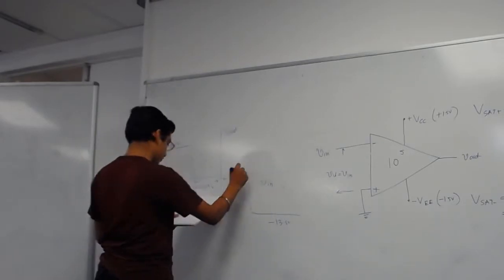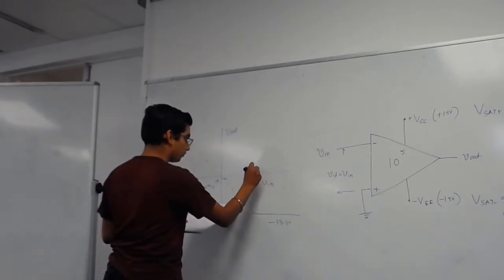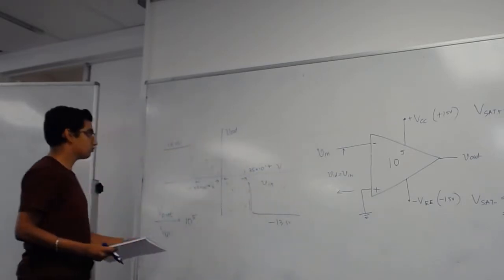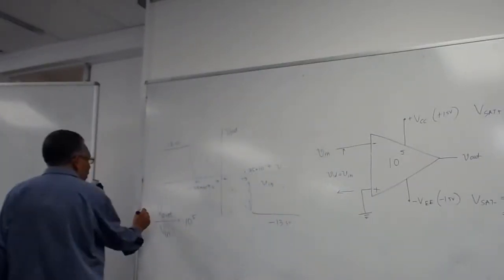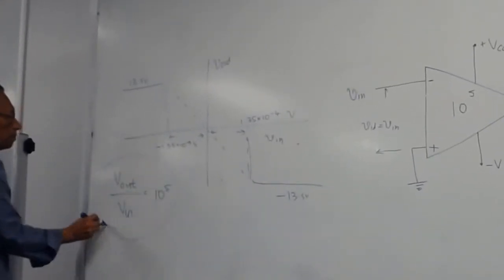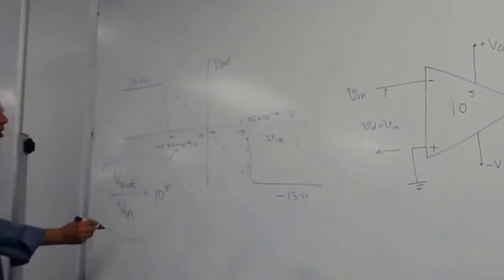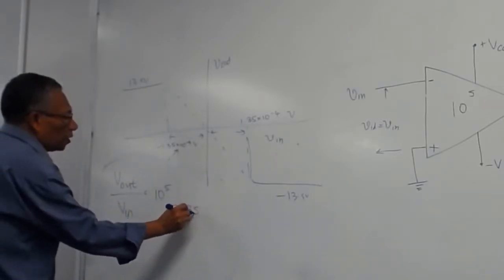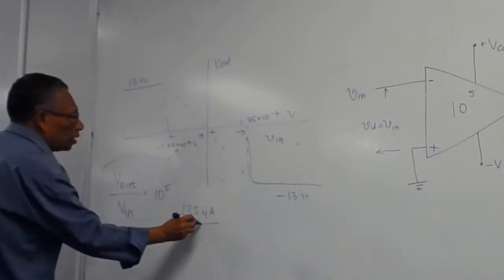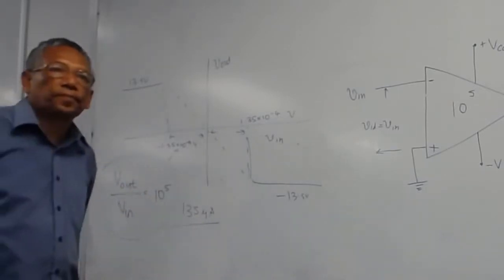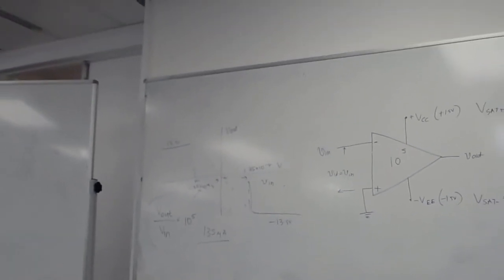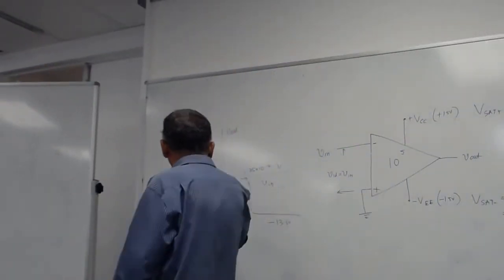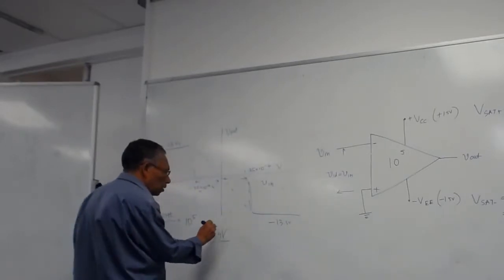The same thing on the other side. Just using this equation? Yeah, very good. So just use the gain equation, V out by V in equal to this. And this will give you this amount, which is 135 microvolts. Sorry, no, I got you 4 microvolts.